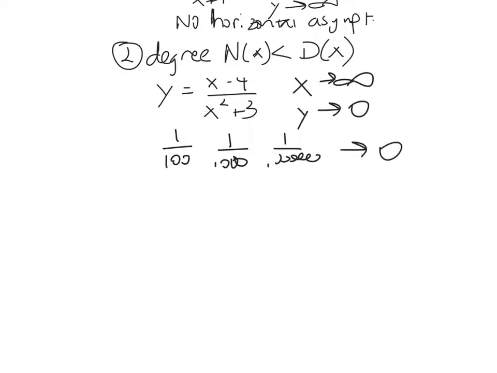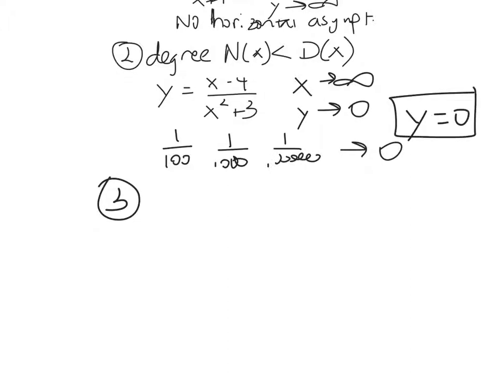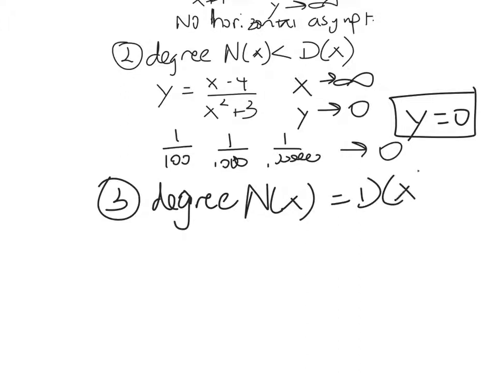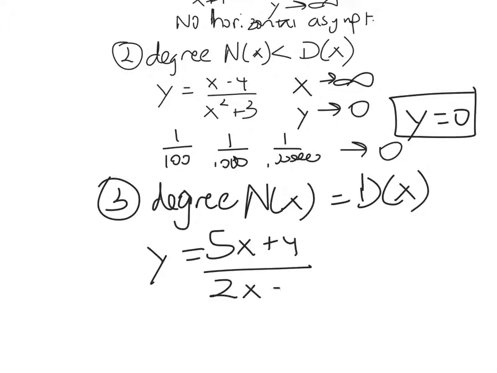Okay, and then finally the third one. Yes, the asymptote would be y equals 0. Thank you. y equals 0 would be the asymptote. So no asymptote for the first one, y equals 0 for the second one. And then for 3, if their degrees are equal, so the degree of the numerator equals the degree of the denominator. And we did one just a minute ago. So something like y equals 5x plus 4 over 2x minus 1.